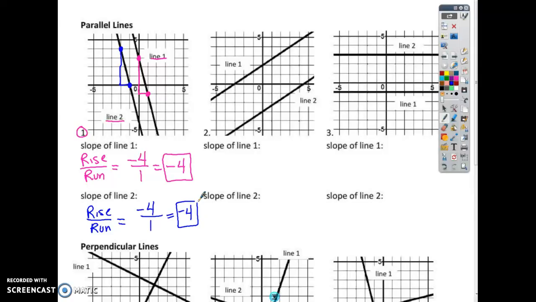Okay? So that's what I need you to understand from now on. When you see two lines that are parallel, they're going to have the same slope. You're rising and running the same way. Okay? So write that down. Parallel lines have the same slope.